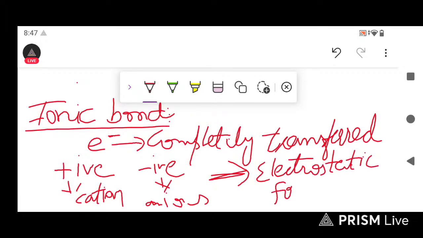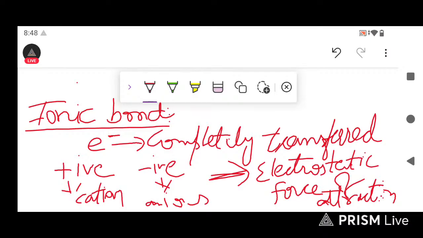What is the electrostatic force of attraction? It is the attraction that increases when two atoms come closer to each other, and one atom completely transfers its electron to another atom which needs these electrons. So a force of attraction is formed, called the electrostatic force of attraction, that holds these ions together.